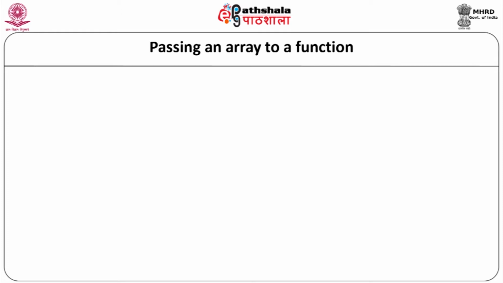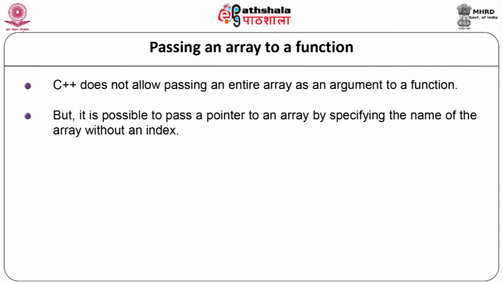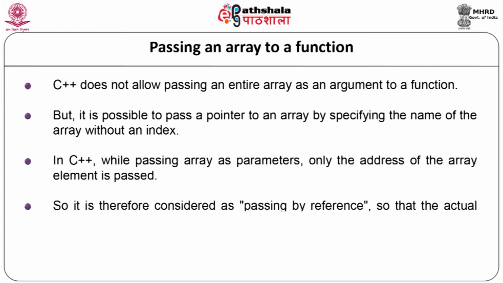Now, let us see how we can pass the array to a function. C++ does not allow passing an entire array as an argument to a function, but it is possible to pass a pointer to an array by specifying the name of the array without an index. In C++, while passing an array as a parameter, only the address of the array element is passed. So, it is considered as passing by reference, so the actual array elements will get changed.